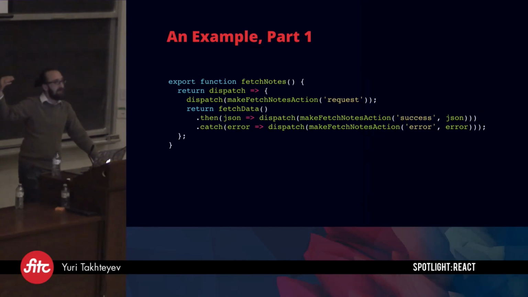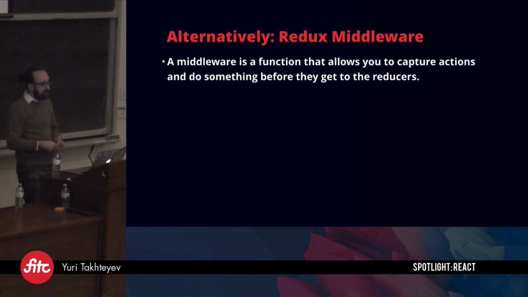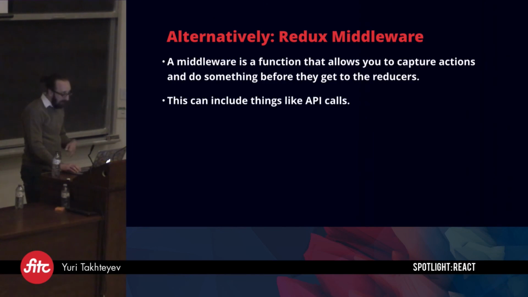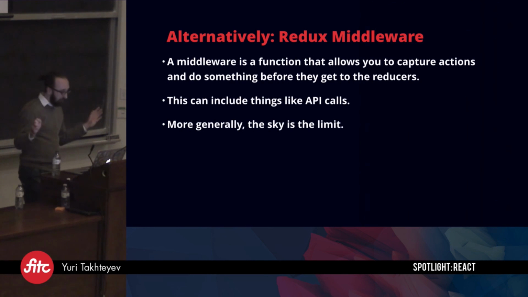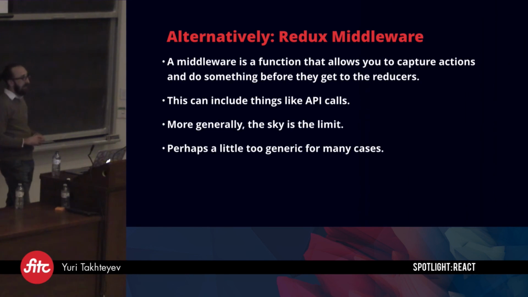You end up with a lot of asynchronous logic using promises inside of your action creators. Hopefully not too much, because you've pushed the really ugly bits inside fetch data, but that's the approach that I would recommend everyone start with. The second alternative is React's middleware, where middleware is basically a function that allows you to capture actions and then do additional things. You capture them before they get to reducers, and this could include things like API calls, among many other things. With middleware, the sky is the limit in terms of what you could do, but it's a little too generic for many cases, and I don't recommend starting there.